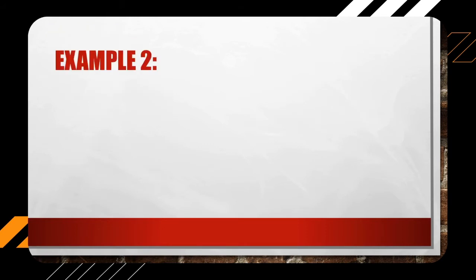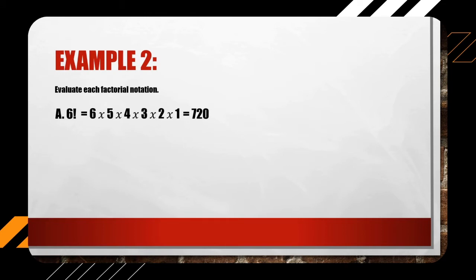Example number 2. Evaluate each factorial notation. Okay, letter A, 6 factorial. So 6 factorial is equal to 6 times 5 times 4 times 3 times 2 times 1. And that is equal to 720. Then letter B, quantity of 6 minus 2 factorial.